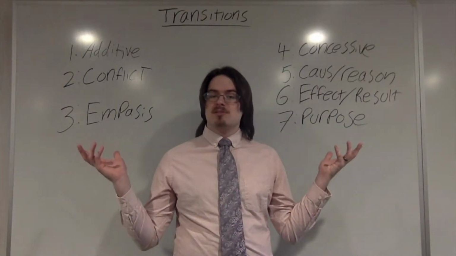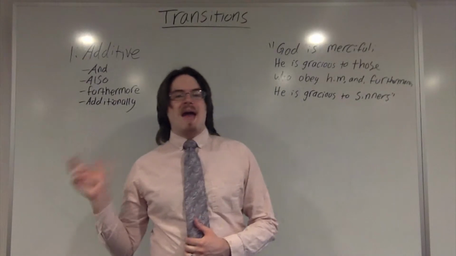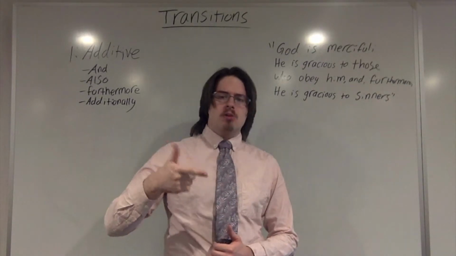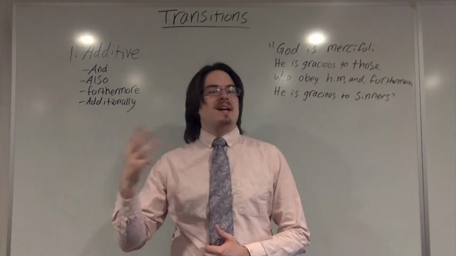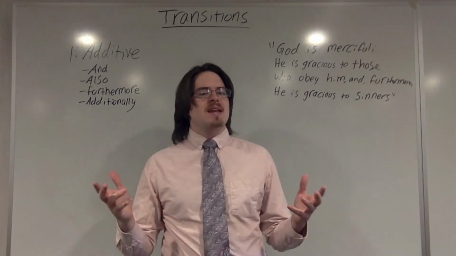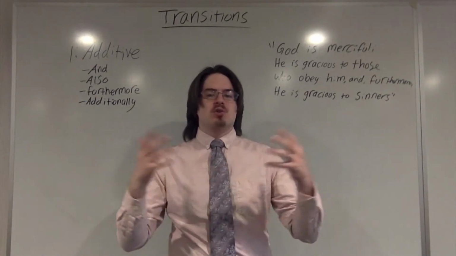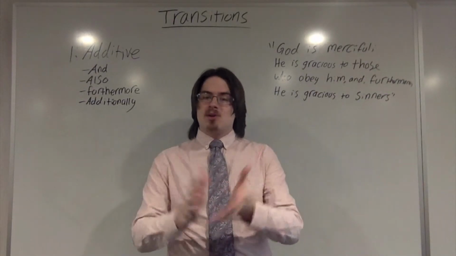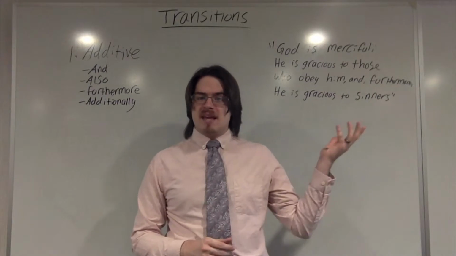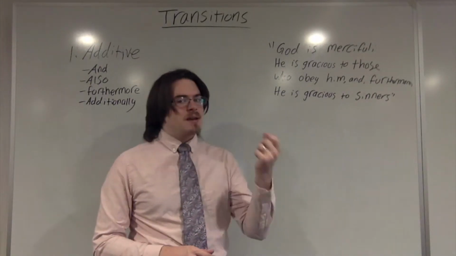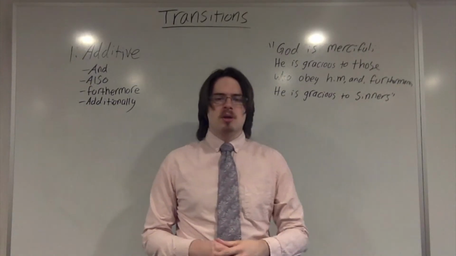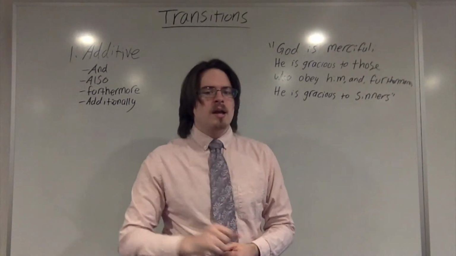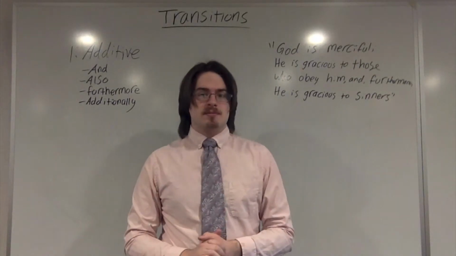So let's talk about additive transitions. These are words like and, also, furthermore, or additionally. These words indicate that there is or are additional reasons or information that support the same conclusion. So an example of this would be something like, God is merciful. That's your conclusion. He is gracious to those who obey him, and furthermore, he is even gracious to sinners.